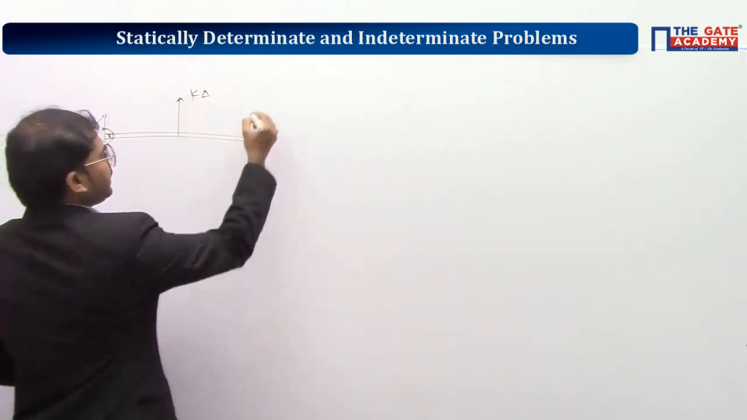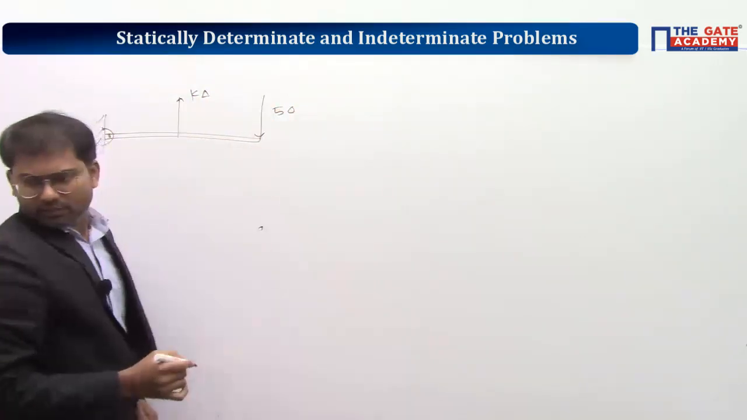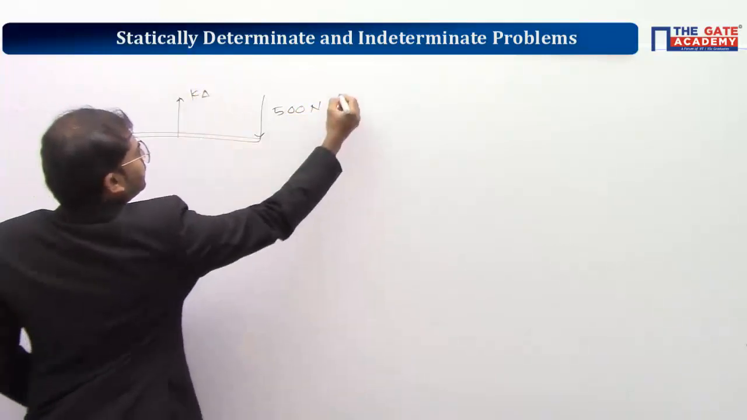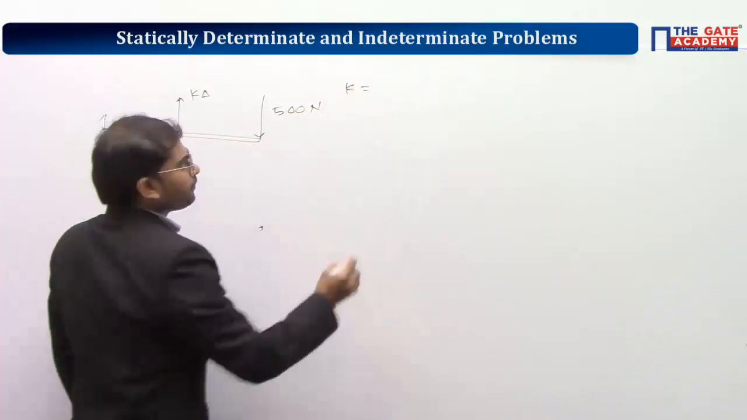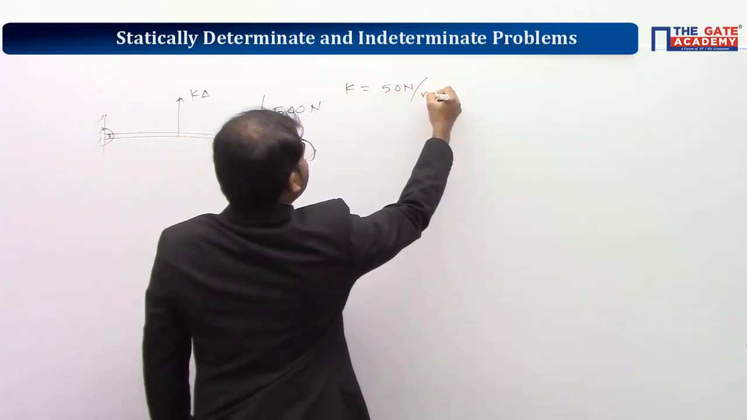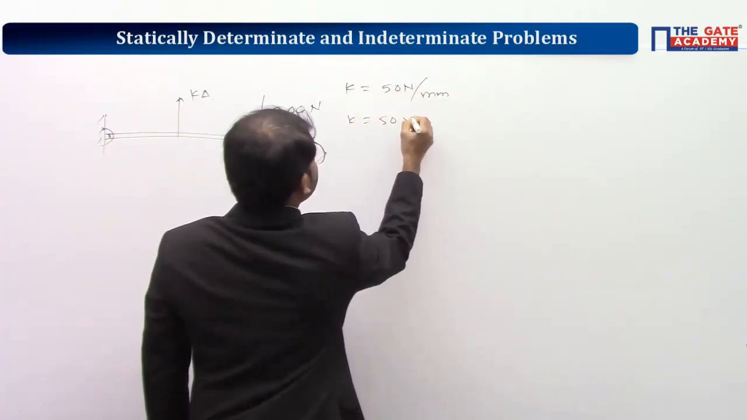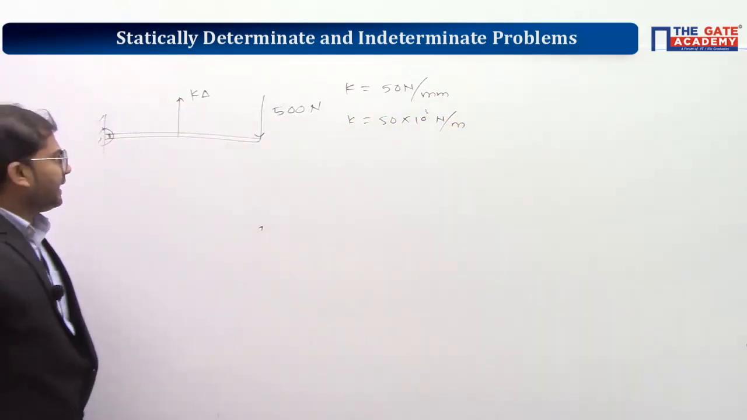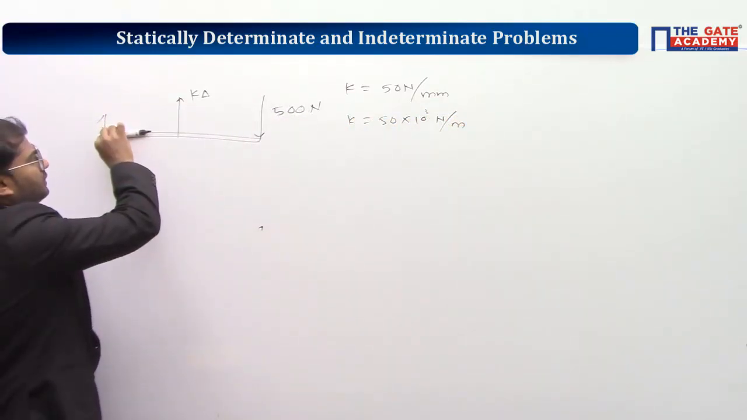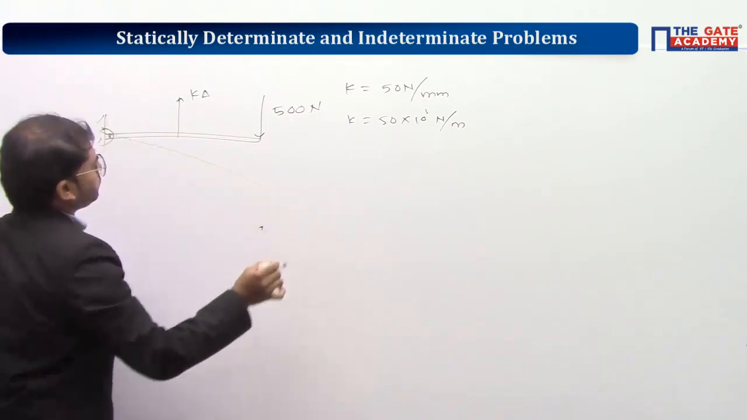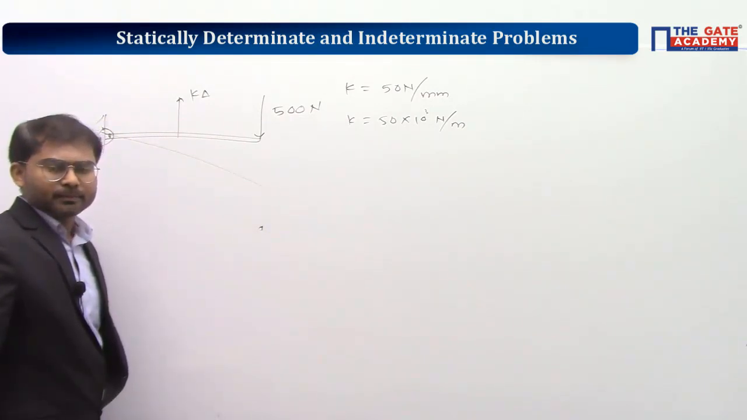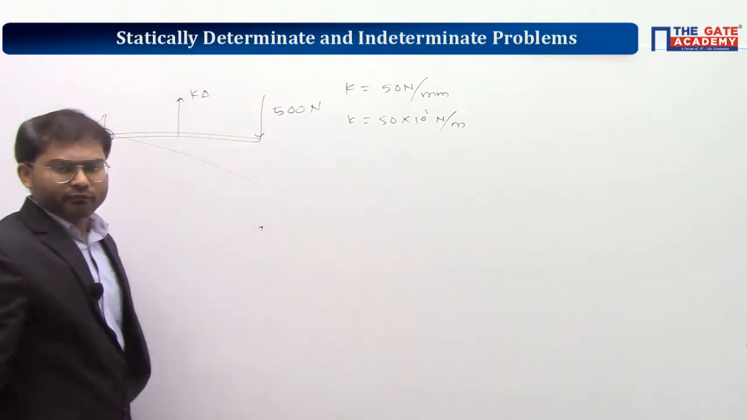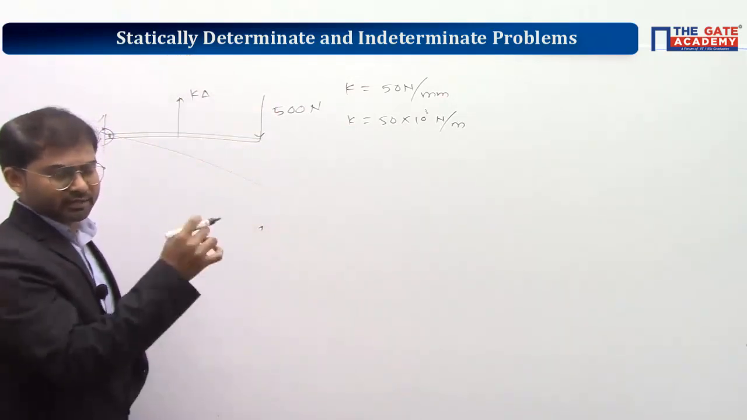And here the applied force is 500 Newton, and K is given as 50 Newton per millimeter. So this can be written as 50 into 10 cube Newton per meter. Understand? So K delta is the force here. This will give rise to bending like this. So K delta will be acting like that, and the 500 Newton force will be acting downward like this.